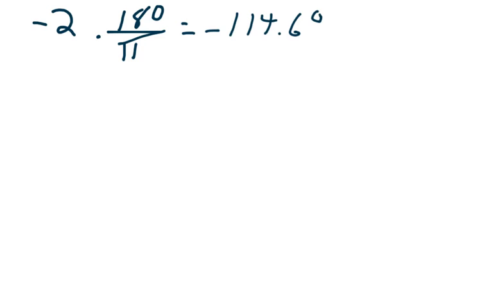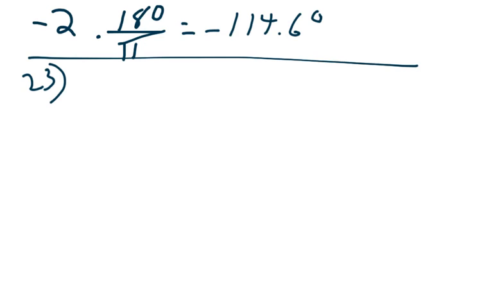Alright, in problem number 22, which is where we're going to start this lesson, we're going to multiply negative 2 by 180 over pi to change this into degrees. So when I do this, I'm going to wind up with negative 114.6 degrees.